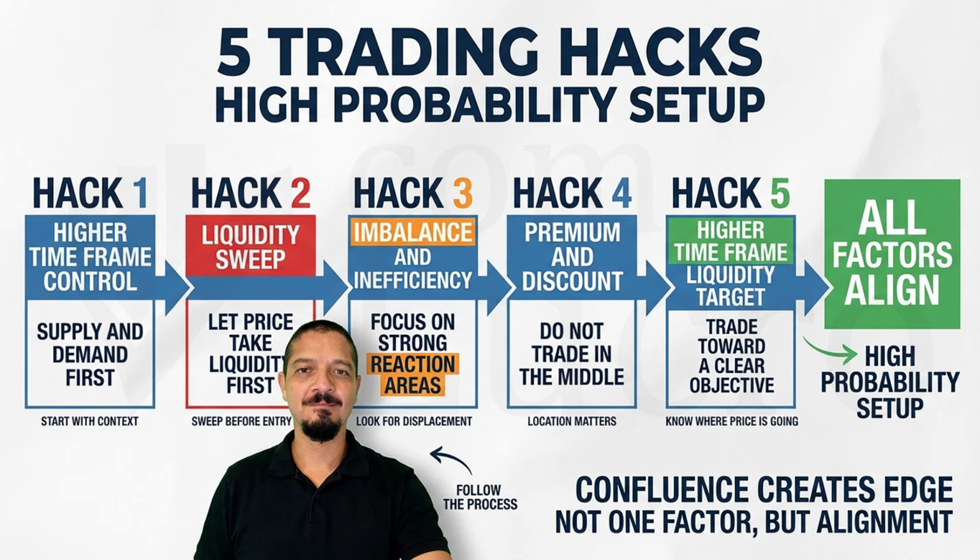Now, let's quickly recap all 5 hacks. Hack number 1, trade only from higher time frame supply or demand. Hack number 2, look for liquidity sweeps that create strong points of interest. Hack number 3, focus on imbalance and inefficiency for stronger reactions. Hack number 4, operate in premium and discount zones, not in the middle. Hack number 5, always have clear higher time frame liquidity as your target.